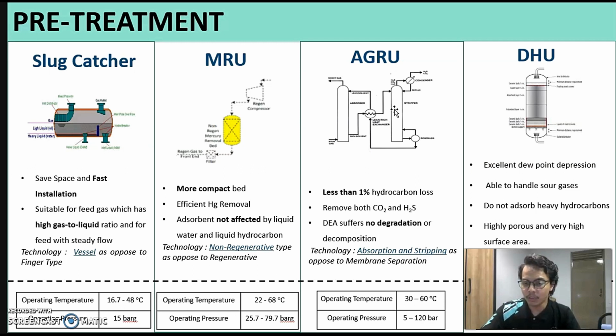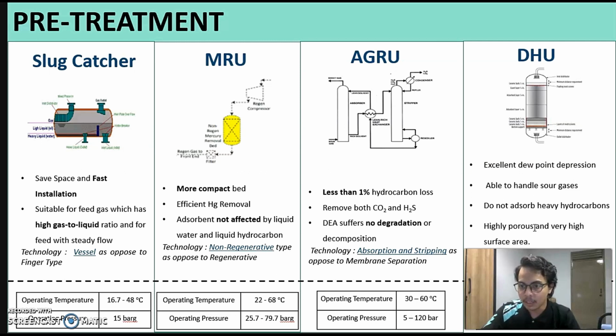The next important process unit is AGRU. Basically, we want AGRU to provide less than 1% hydrocarbon loss, and it can remove both carbon dioxide and hydrogen sulfide, CO2 and H2S, and we use DEA, which does not suffer degradation and decomposition. The technology that we have chosen specifically for AGRU is absorption and stripping compared to membrane separation. The operating temperature is 30 to 60 degrees Celsius, and the operating pressure is 5 to 120 bar.